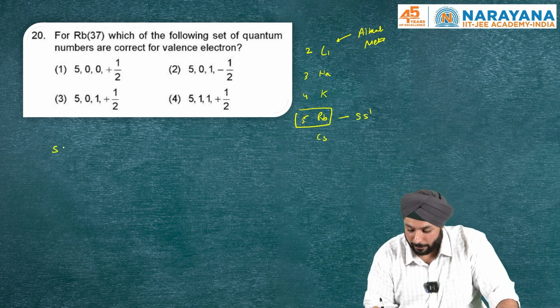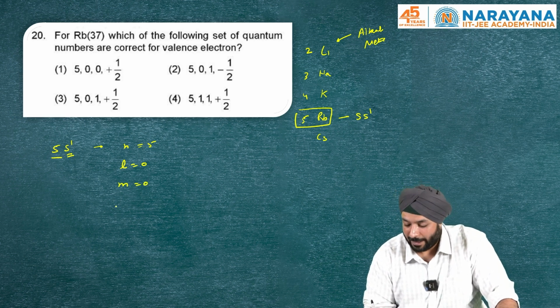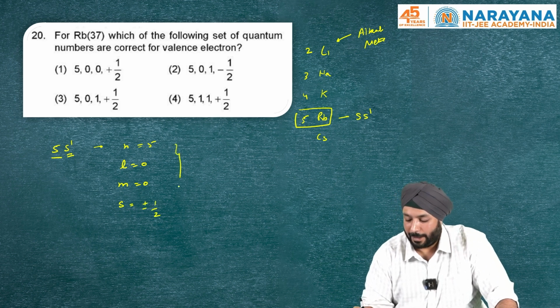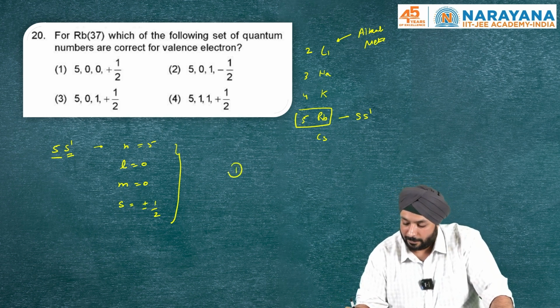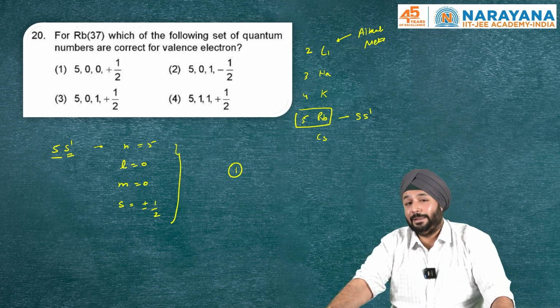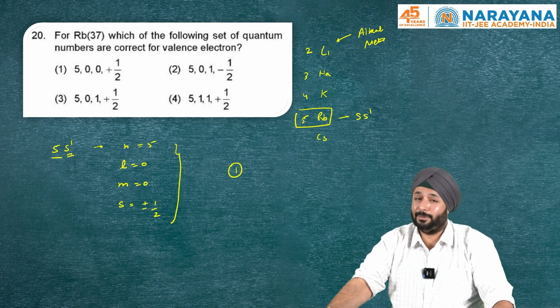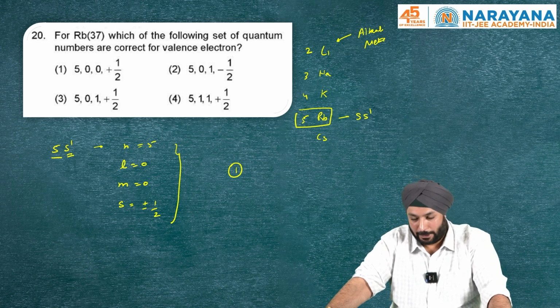If it is 5s1, so n value is 5. L value for s is 0. Obviously m will be 0 and your s should be plus or minus half. Now check which option is correct over there. Option number 1. So this kind of question can be done directly, no need to write down the Aufbau principle, long electronic configuration. A student might make an error in writing this, right? So any which ways, you understood.